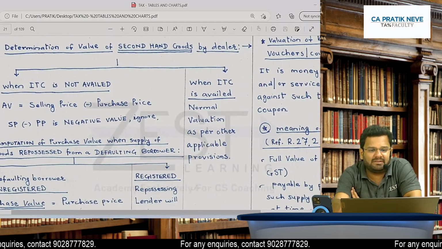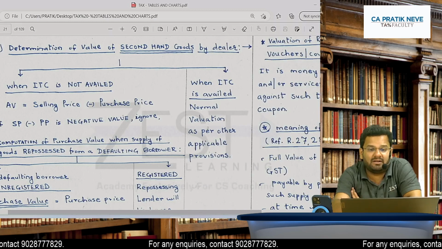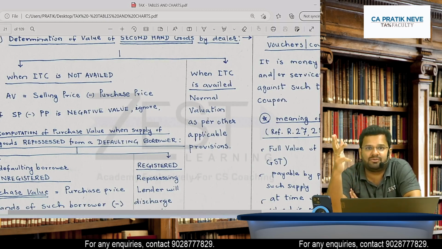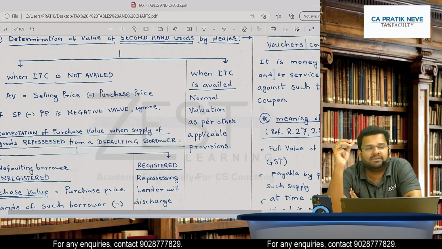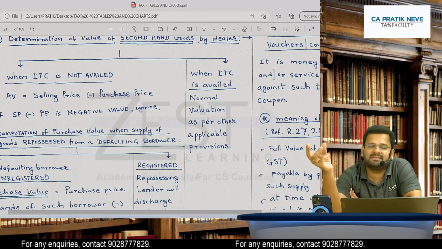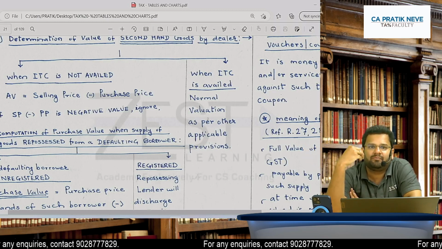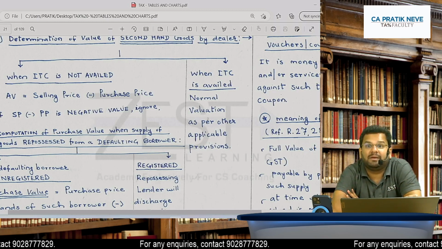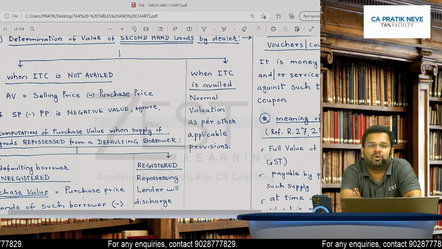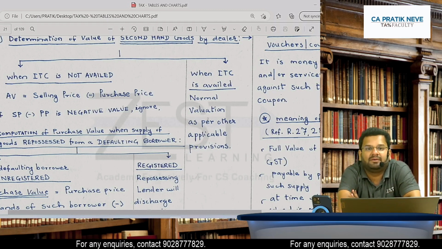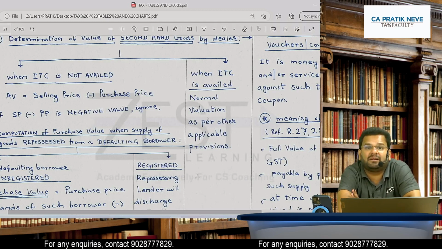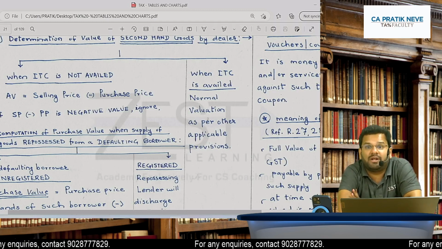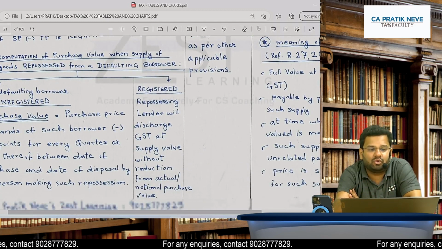Okay. What happens in case of second hand dealers? Second hand goods dealers are the dealers of second hand goods. What they will do is they will purchase, say, motor vehicle from someone, and then they will sell it. Point is, they purchased a motor vehicle for 2 lakh rupees from an unregistered person, and now they are refurbishing it and selling for 2,50,000. So friends, tell me, what is the value addition done by them in this whole transaction?